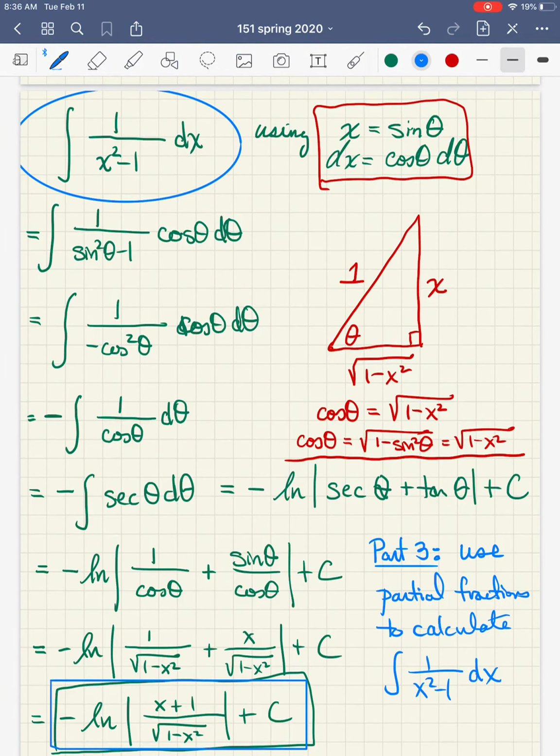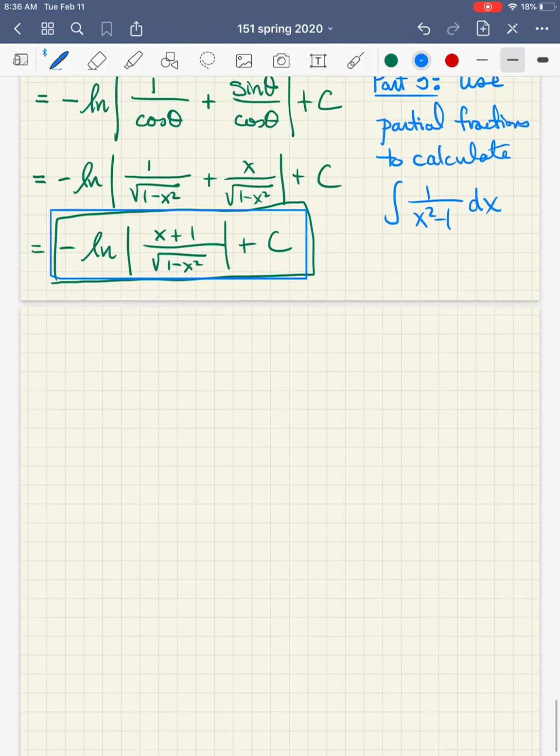All right, welcome back. In part 2 of this video series, we calculated the integral of 1 over x squared minus 1 by using trig substitution. And we got this kind of slightly intimidating expression down here involving some square roots and some natural logs. And today, in part 3, I'm going to calculate the same integral, but I'm going to use a different method.